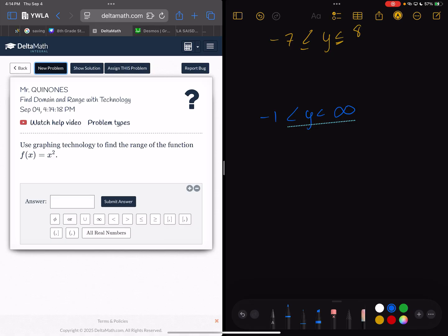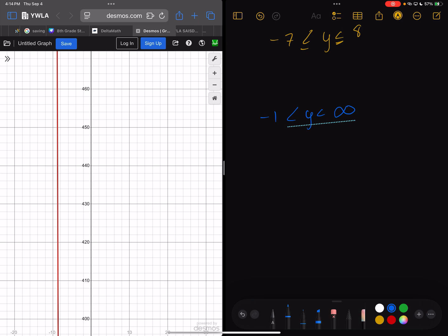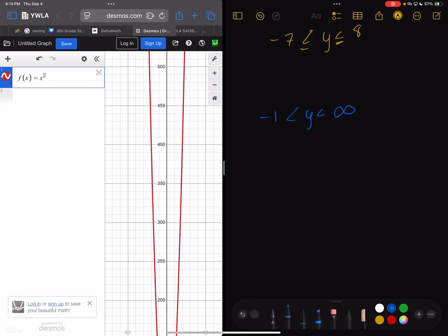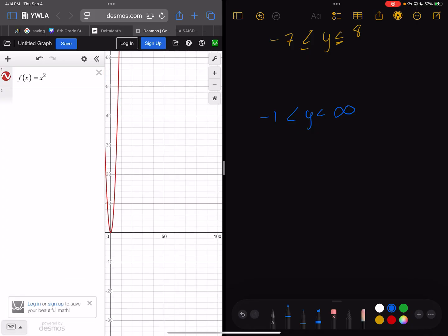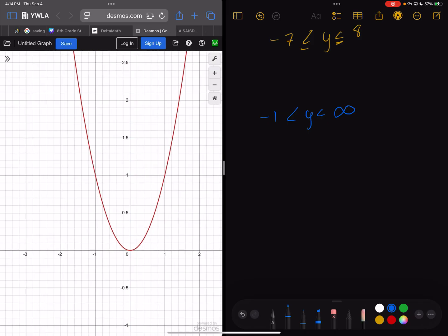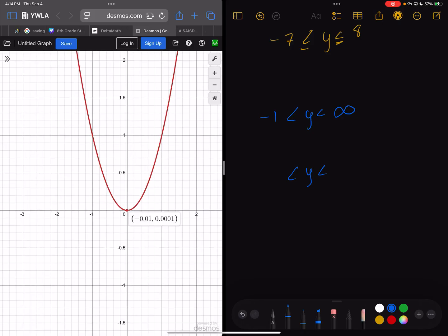Same thing if I get an equation like this. Use the graphing technology to find the range of this function. I got it. Here we go. It's a very simple quadratic function. We're just looking for the range of x squared. Okay. So if we're talking about range, then we know that we're looking for the lowest to the highest. So I'm going to give my skeleton an equality.